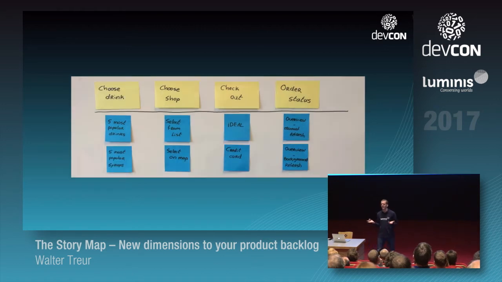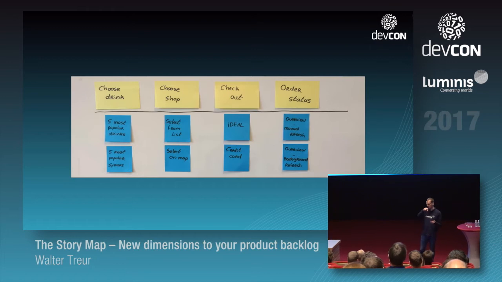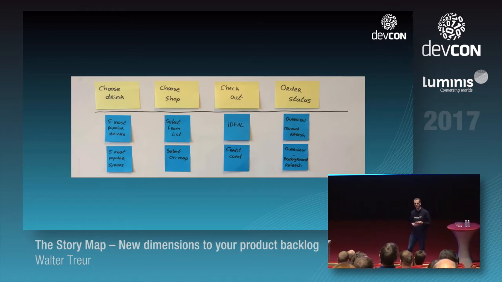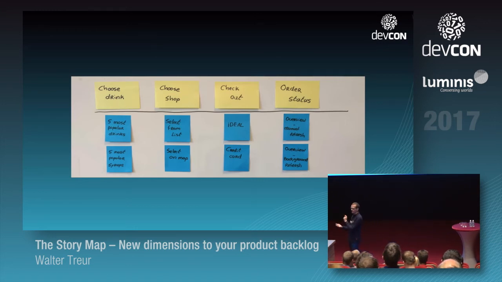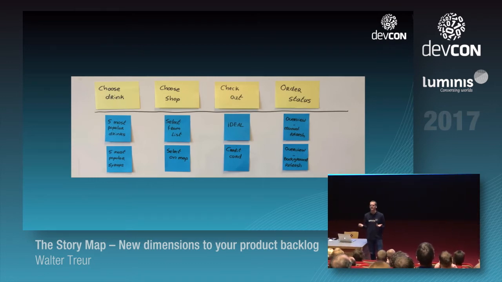And we can go deeper than that, or a bit more advanced, so to say. So instead of the 5 most popular drinks, I'm going to say do the 5 most popular syrups as well. And instead of selecting it from a list, select it on a map, with indicators so you can see where your nearest Starbucks is. Credit card payment, and of course, I don't want to hit the refresh button continuously, so I'm going to implement something like a background refresh.